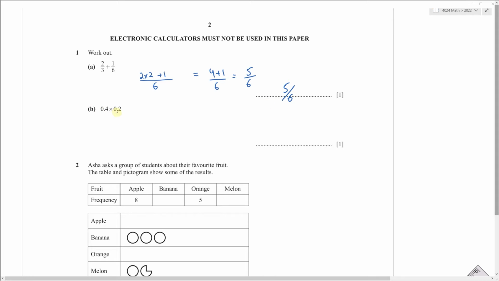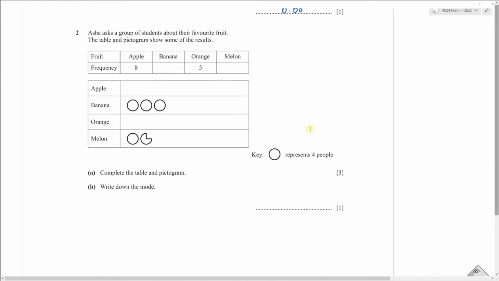Part B, 0.4 multiplied by 0.2. I like to convert them into fractions to make the multiplication easier and more clear. So 0.4 will be 4 over 10, and 0.2 will be 2 over 10. So this will be 8 over 100, which is 0.08. I move the decimal 2 times to the left to divide by 100. So 0.08 will be your final answer.